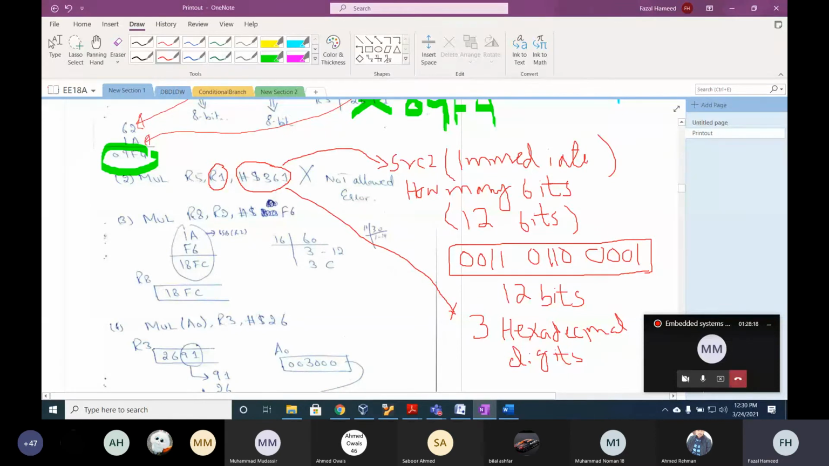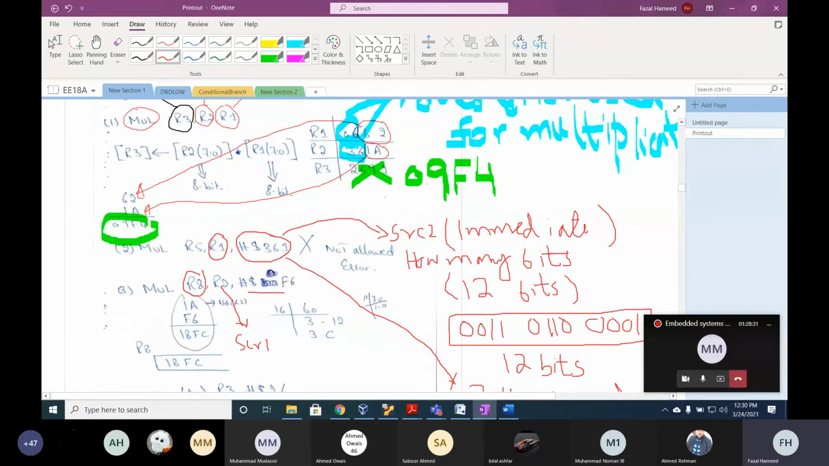Now let's assume we have another instruction, this third instruction. We multiply R8, where R8 is the destination, R2 is source 1, and this is source 2. So what are the contents of R2? R2 is 1A, the least significant eight bits.